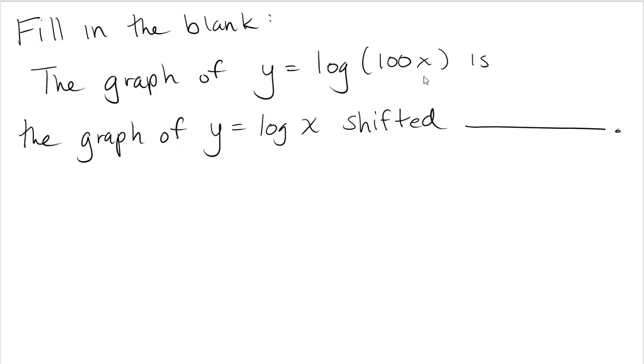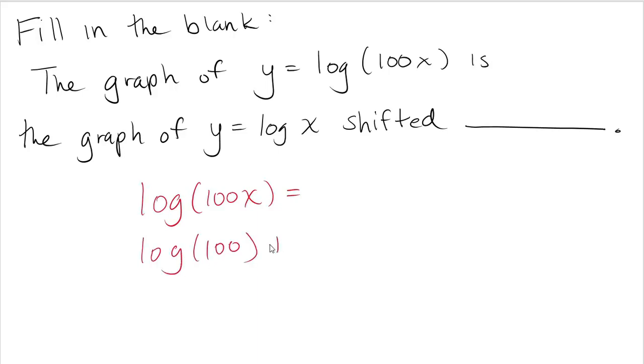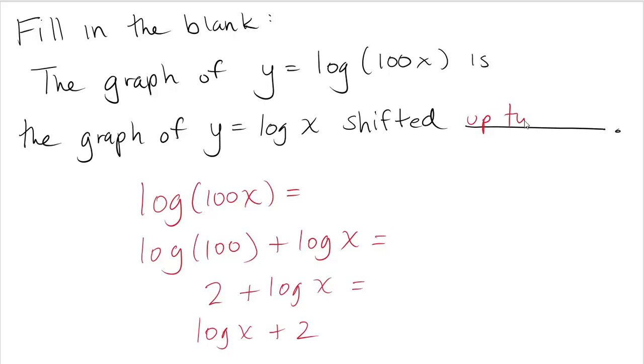Well, we can rewrite this logarithm using our new properties so that we can see what that shift is. Let's start with the common log of 100x and rewrite it as the sum of two logarithms. This is the log of 100 plus the log of x. The common log of 100 is the exponent you have to put on 10 in order to get 100, and that's 2. So this is 2 plus log x, or maybe you'd feel more comfortable if I wrote it as the common log of x plus 2. When we rewrite it like this, now it's clear that this is a shift. We're adding 2 on the outside of the function, and so this shifts up 2 units.